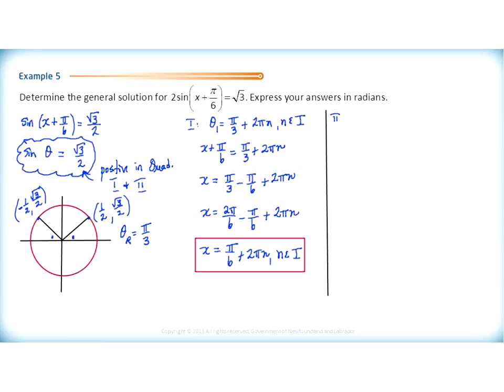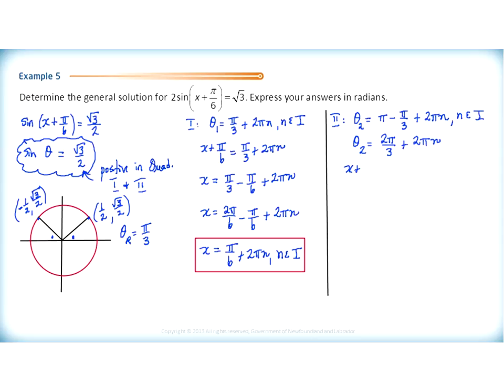Similarly, in quadrant 2, the second value for theta would be given by pi minus the related reference angle of pi/3, and we still have to add multiples of 2 pi n, where n belongs to the set of integers. So the second value of theta, pi is the same as 3 pi/3 minus pi/3. So we have 2 pi/3 plus 2 pi n.